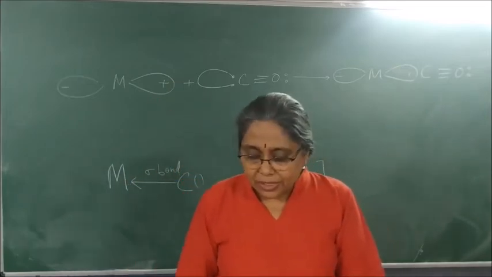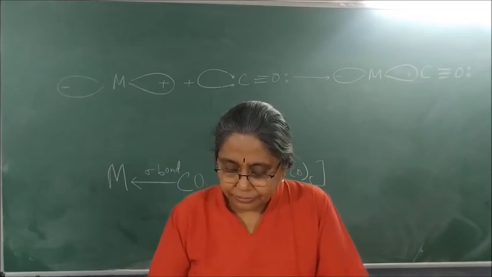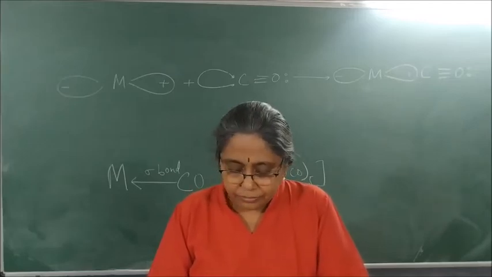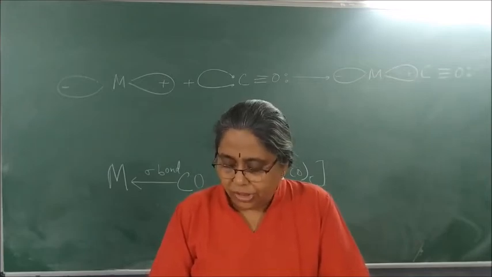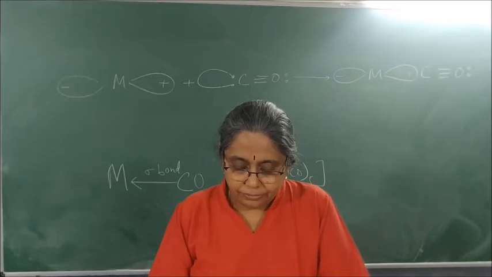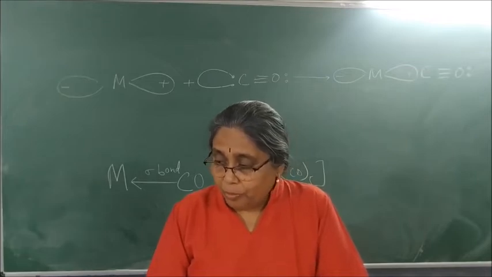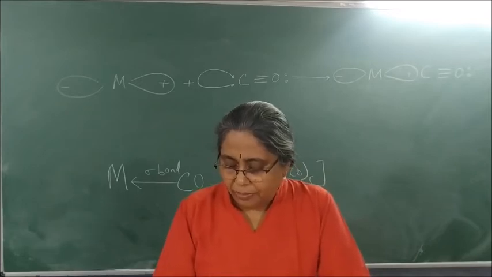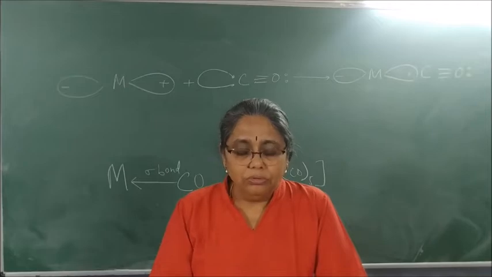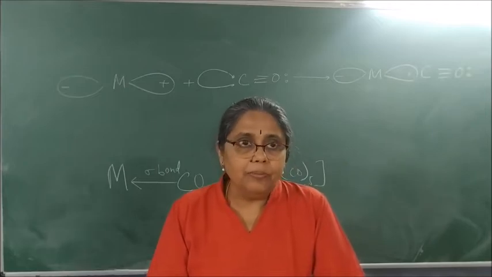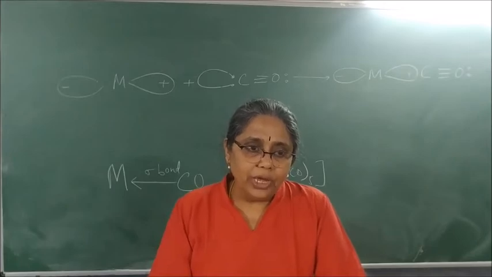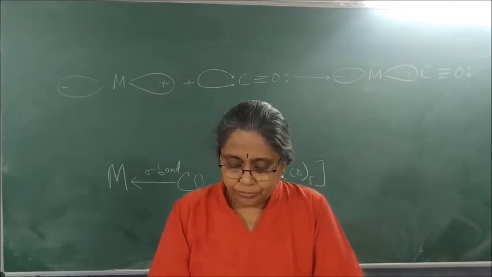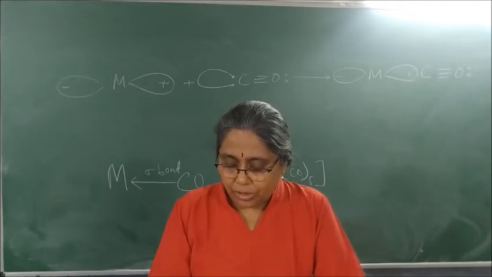So now write. There is a pi overlap involving donation of electrons from filled metal d orbitals into the vacant anti-bonding pi molecular orbitals of CO.